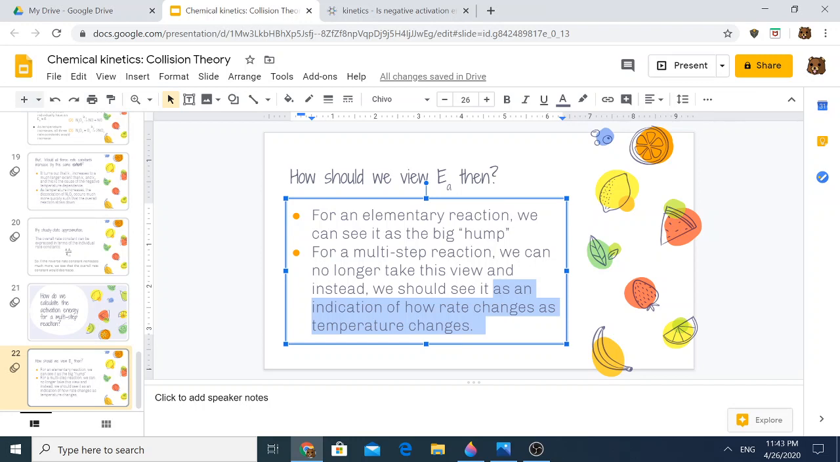We should just view it as essentially telling us the temperature dependence of the rate constant, and that is how we should see it for a multi-step complex reaction. For an elementary reaction, yes, it is the minimum energy required to kickstart the reaction, but for a multi-step one, it's not so simple a view that we can take. Instead, you should take it as how the rate constant varies with temperature. That is it. So I think I will end this presentation now.